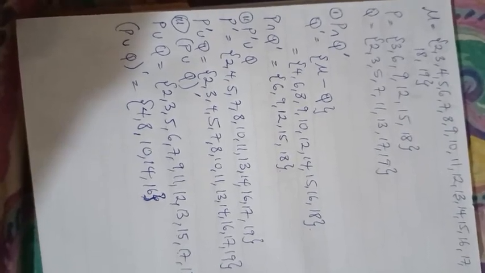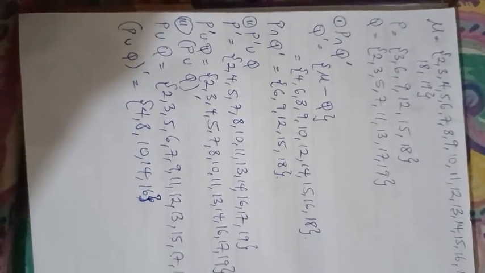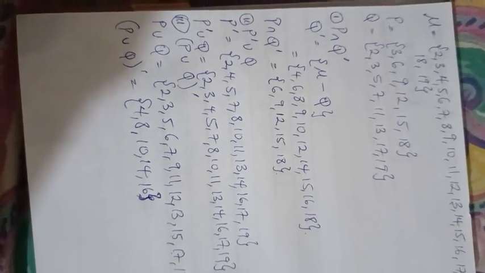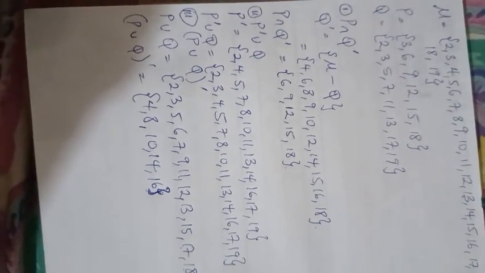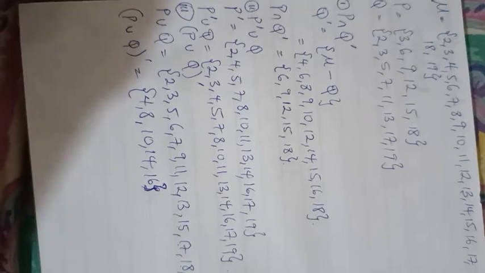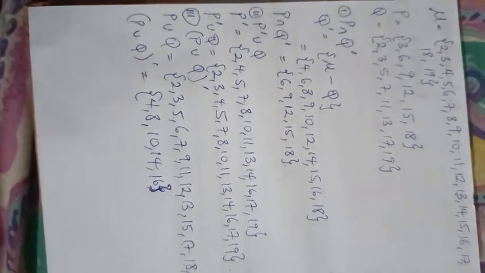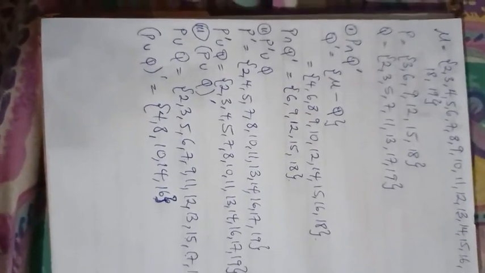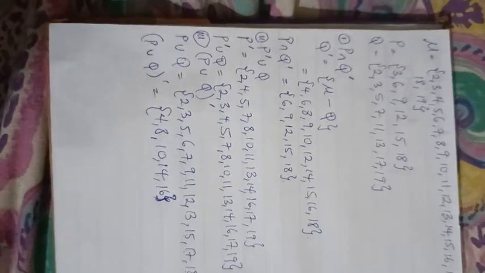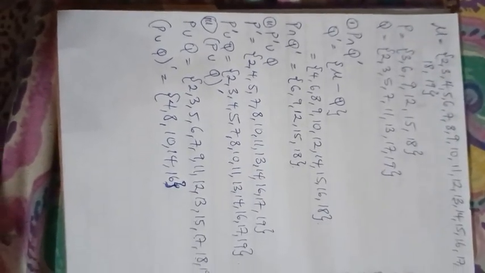Now the main question says we should find the set P intersection Q prime. P intersection Q prime says, what are the things you find in common? What are the things that the set P and the set Q prime have in common? And so we have 6, 9, 12, 15, and 18. And that becomes our answer. QED. Quite easily done.